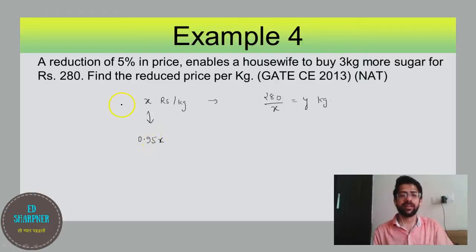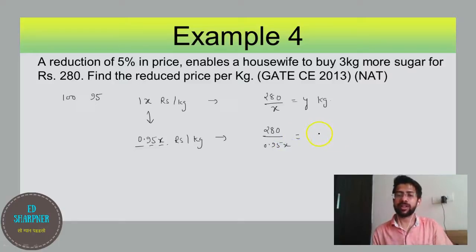Now the price reduced to 0.95x, because 5% reduction means if the original price was 100, the new price is 95. So for 1x, the original price becomes 0.95x rupees per kg. Now I am able to buy 280 divided by 0.95x kg of sugar, which is 3 kg more. So I am able to buy y plus 3 kgs.